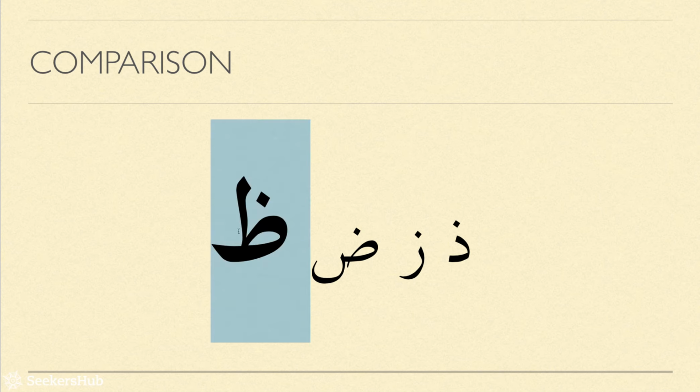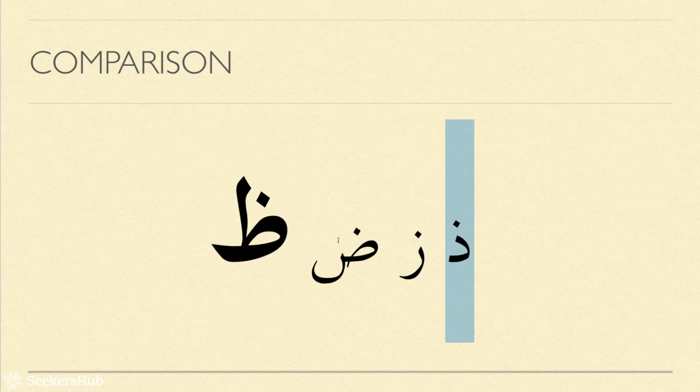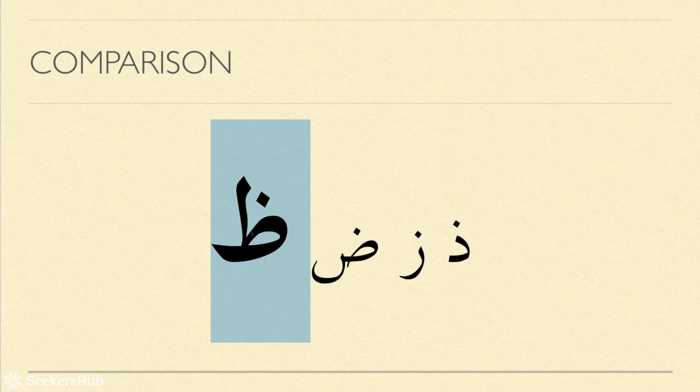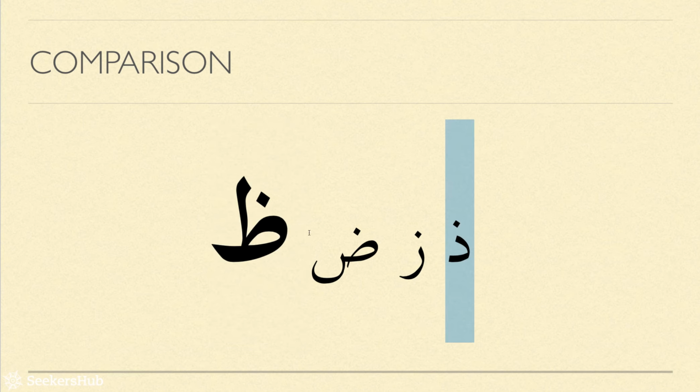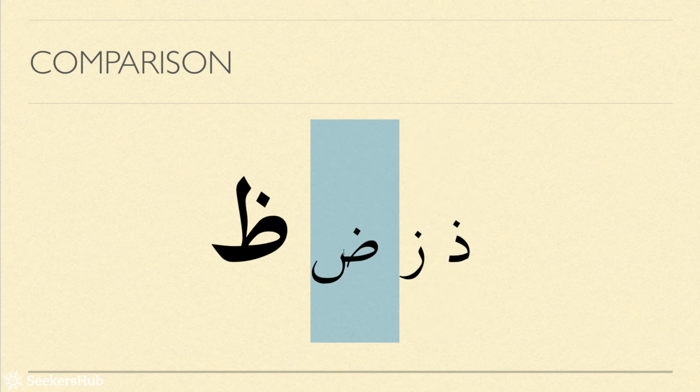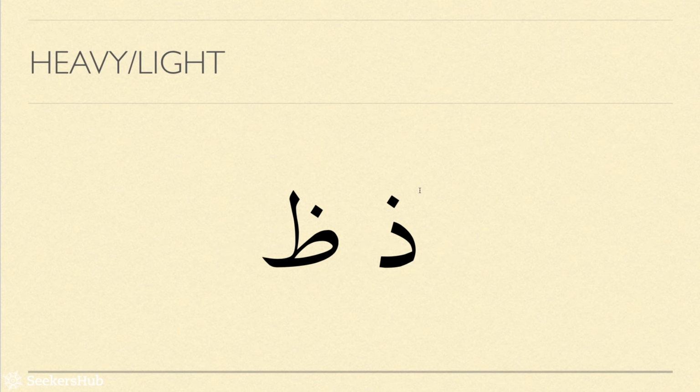Right? So these two are the same sounds. The dha and the za. The dha and the dha. These are the same sounds. One is heavy, one is light. Whereas it's quite different to the za and the dad. Different, completely different. Right? The dha.